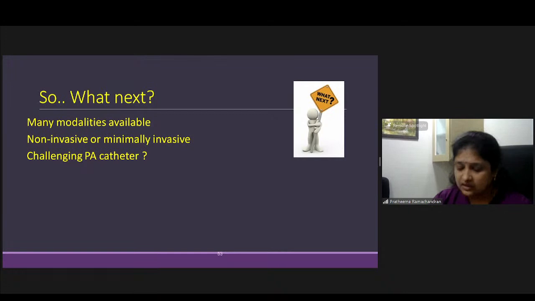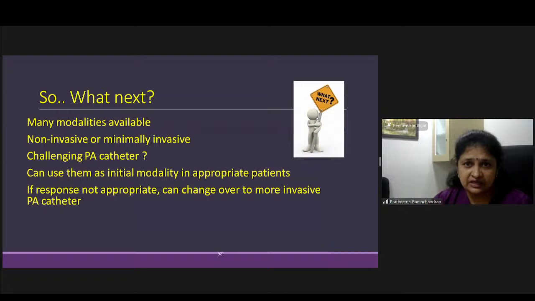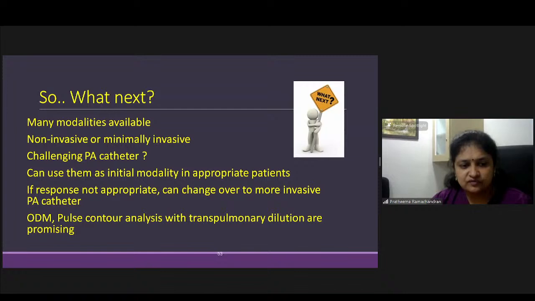Challenging the PA catheter is still a big issue, because even now we know that cardiac surgeons are comfortable putting in a PA catheter and watching it. And we can use them as the initial modality in appropriate patients. Yes, we know we have to be very selective about which hemodynamic monitor to use for which patient, which is very, very important. And if there is not much of a response, then we can change over to the more invasive PA catheter. And as I already said, the esophageal Doppler monitor is gaining popularity in Western countries. It is being used in almost all the patients undergoing high-risk surgeries.